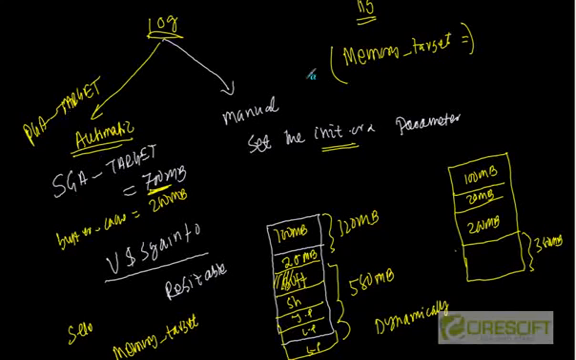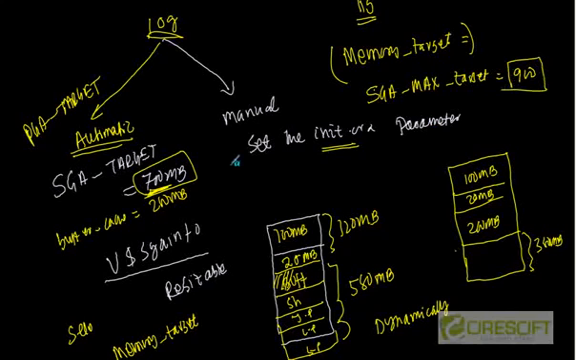Then you have another parameter called SGA_MAX_SIZE. For example, if my SGA_TARGET is 700 and my SGA_MAX_SIZE is 900, then to start with, Oracle will allocate 700 MB for the SGA. But when SQL statements are running on the database, it might go up to a maximum of 900 MB, provided that memory gets allocated. That is the idea of the SGA max size.